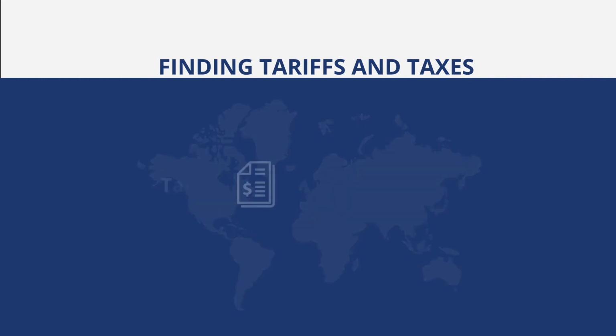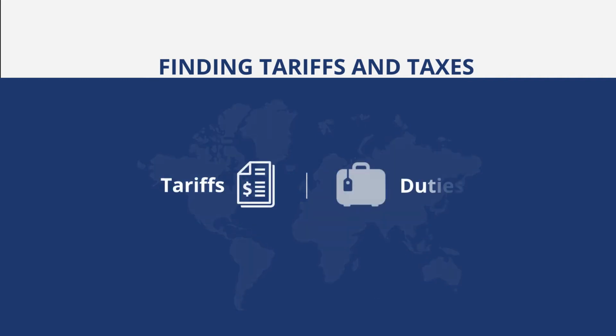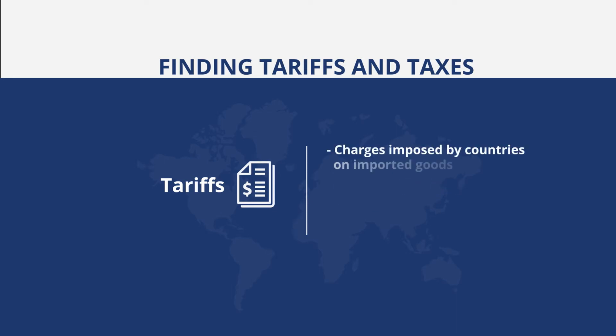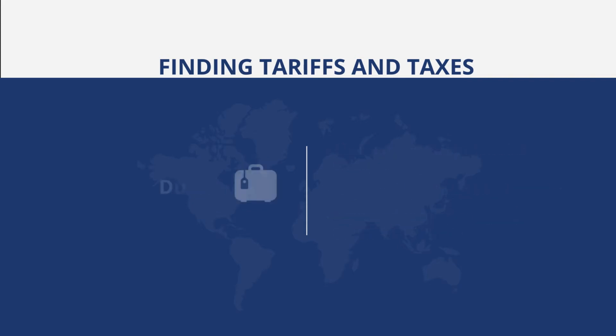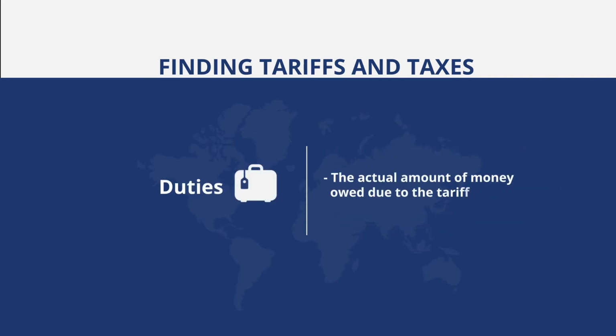First, let's explain the difference between tariffs and duties. Tariffs are charges imposed by countries on imported goods. They are organized by HS classification codes and often expressed as a percentage of the product's value. For example, ballpoint pens have a 5% tariff rate. A duty is the actual amount of money owed due to the tariff. For example, the duty is $100.